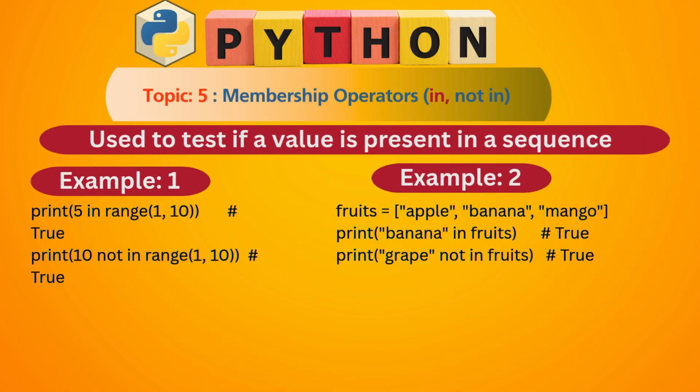Membership operators: in, not in are the operators. Example 1, print 5 in range 1 comma 10, True will come. Print 10 not in range 1 comma 10, True will come. Fruits: apple, banana, mango. Print banana in fruits, True. Print grape not in fruits, yes, True, it is not there.